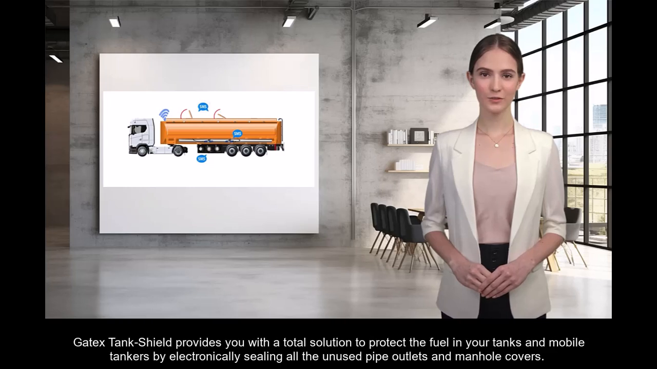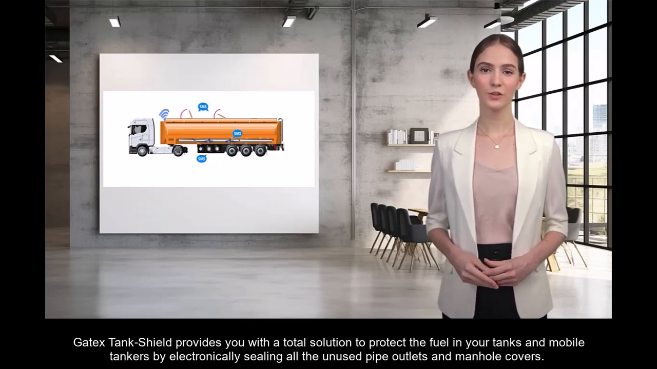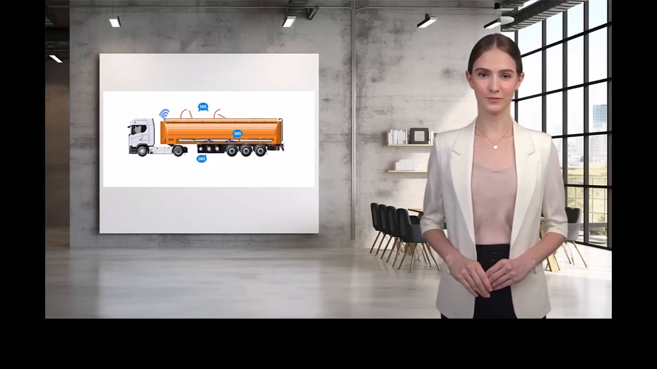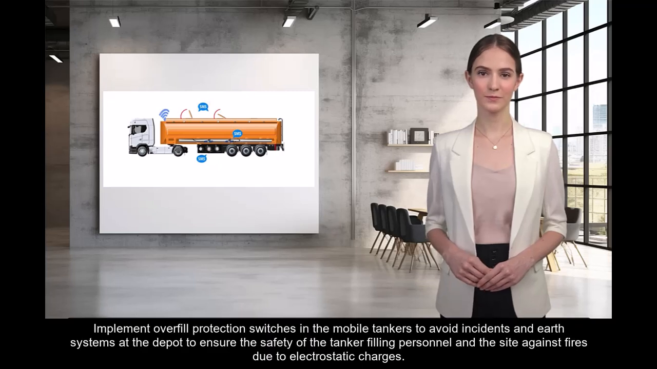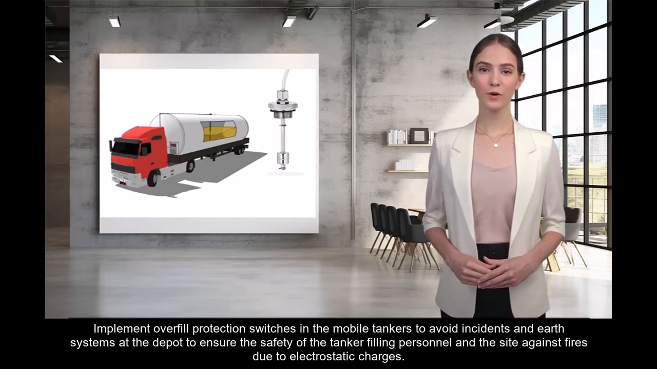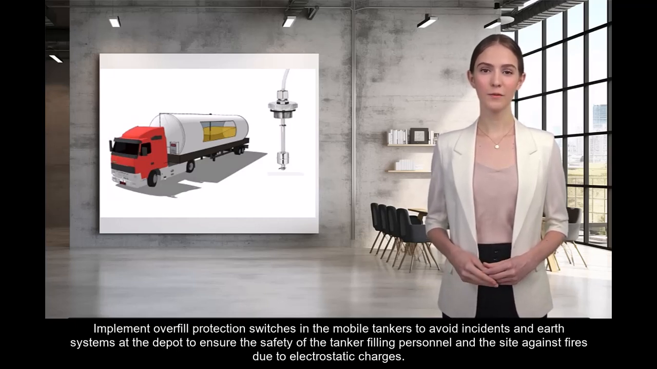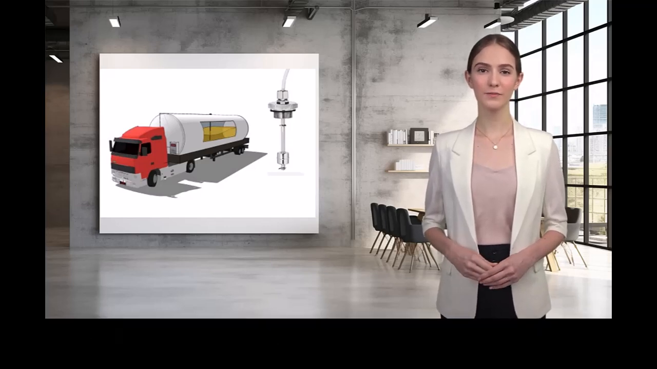GateX Tank Shield provides you with a total solution to protect the fuel in your tanks and mobile tankers by electronically sealing all the unused pipe outlets and manhole covers. It is strongly recommended to seal all unused pipes to avoid any pilferage. Implement overfill protection switches in the mobile tankers to avoid incidents and earth systems at the depot to ensure the safety of the tanker filling personnel and the site against fires due to electrostatic charges.